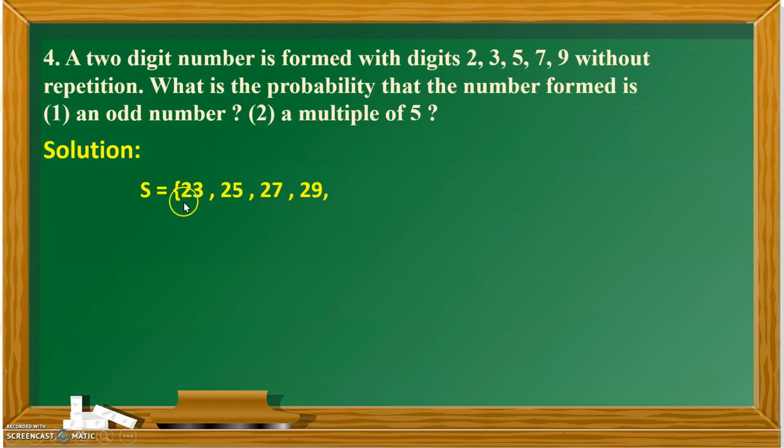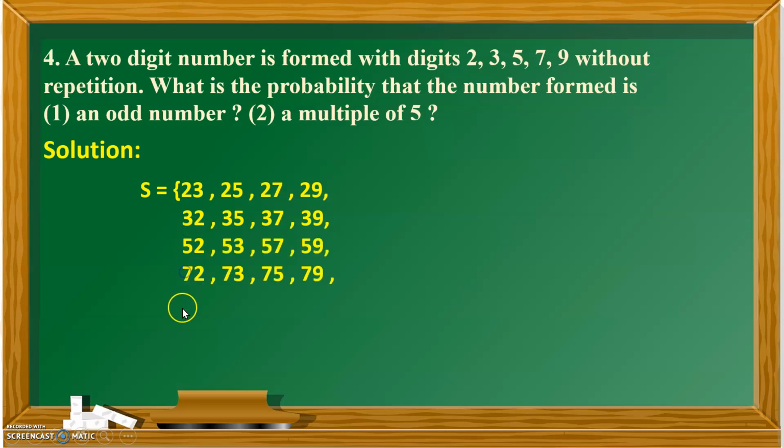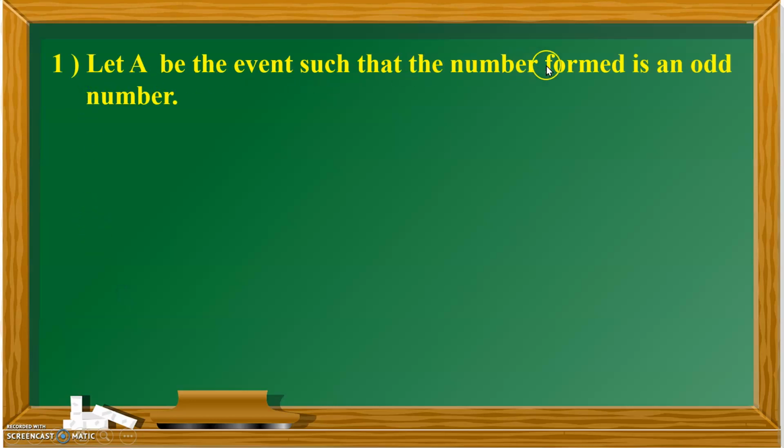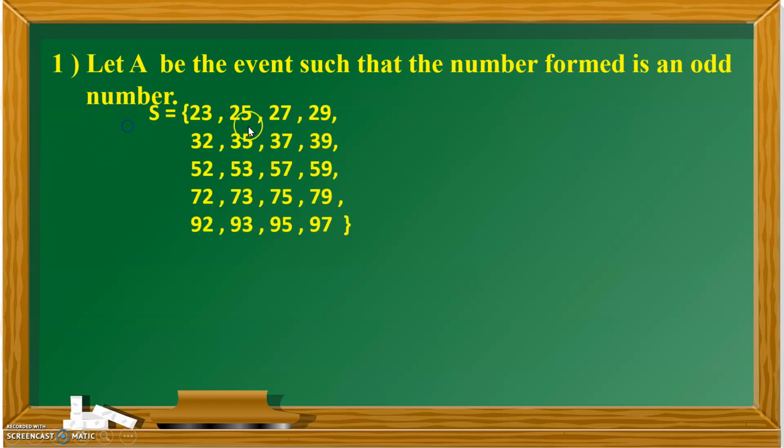I will be writing this in a particular manner. In the first line I begin with the digit 2, then in the second line I begin with digit 3, then 5, then 7 and finally 9. If you write in this manner, it becomes easier to write the event. Now, when you count the number of sample points here, you will get 20. Now let's consider the event. Let A be the event such that the number formed is an odd number. Once we have written the sample space, I am including it here only for explanation. You will not be writing it again.